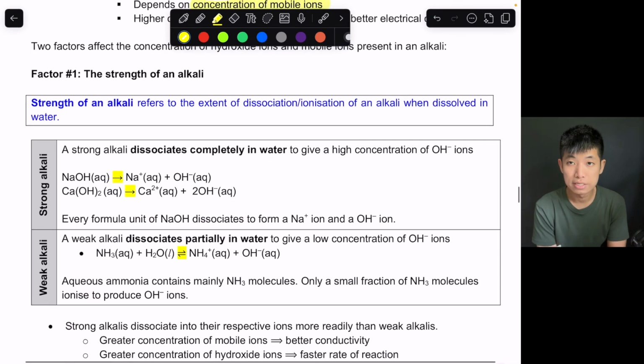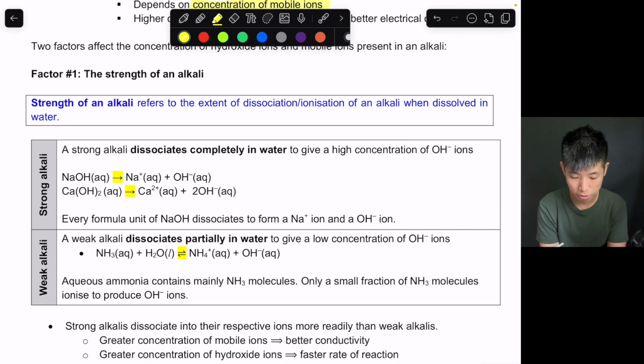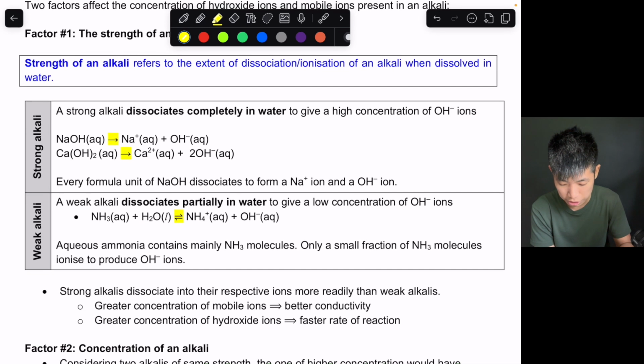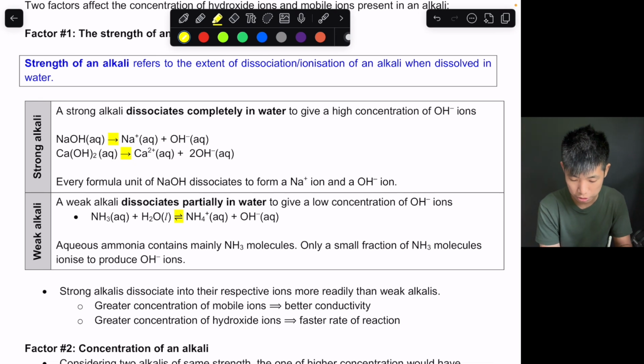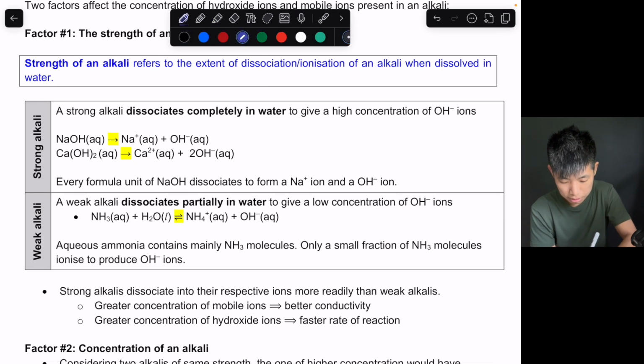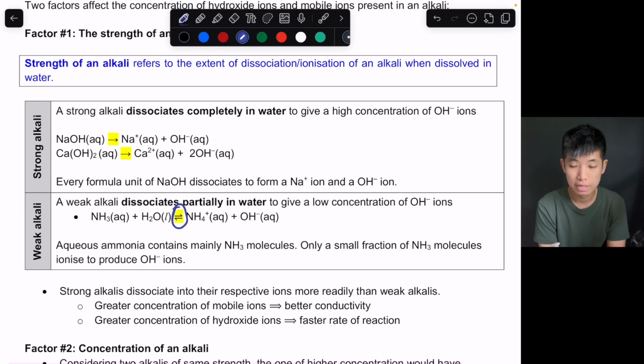Like acids, how strong an alkali is refers to the extent of dissociation or ionization. An example of a strong alkali is sodium hydroxide because it dissociates completely in water to give a high concentration of hydroxide ions. A weak alkali, on the other hand, dissociates partially in water to give a low concentration of hydroxide ions. So again, we use these double-headed arrows.